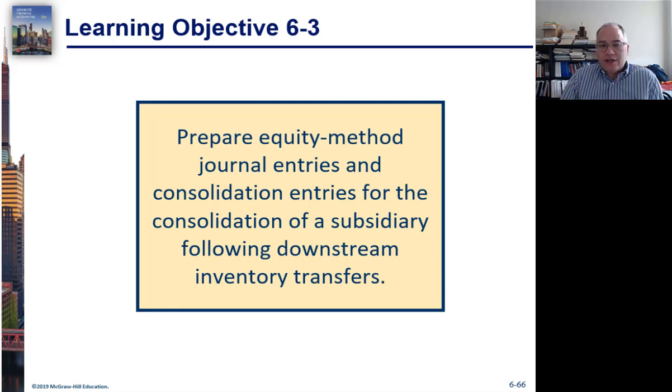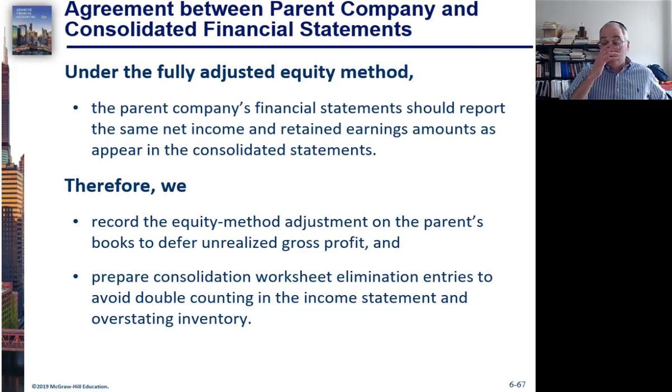Learning Objective 6-3: prepare equity method journal entries and consolidation entries for the consolidation of a subsidiary following downstream inventory transfers. So under the fully adjusted equity method, what we want is to have the parent record all the little adjustments to income of the subsidiary, so that the parent's net income on their books is going to be equal to consolidated net income.